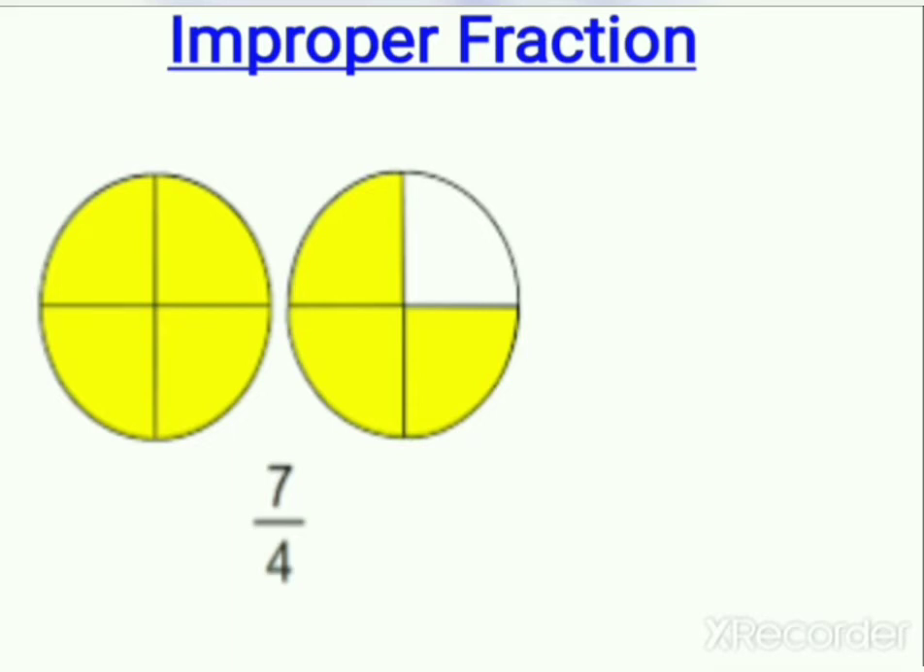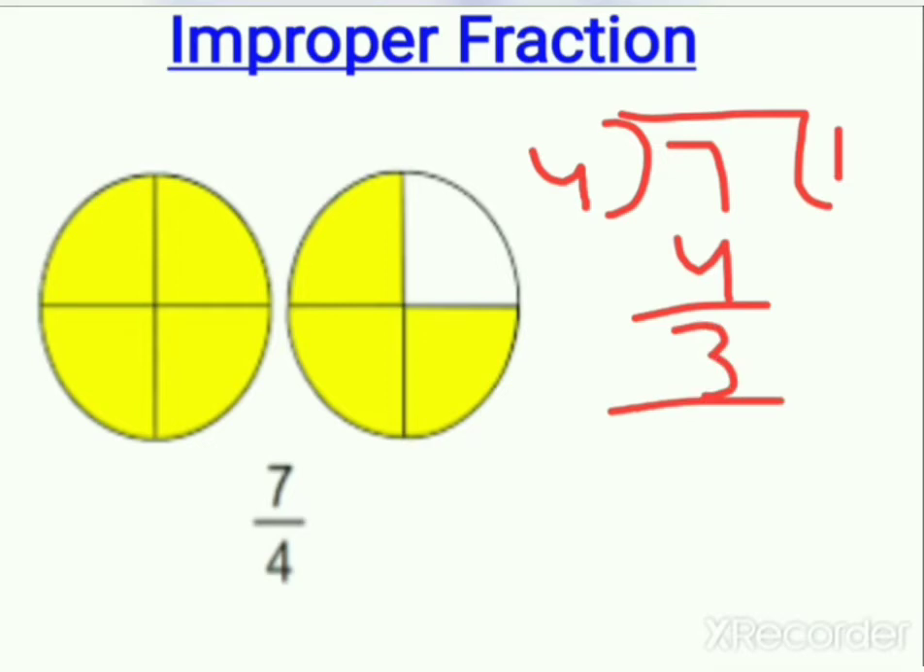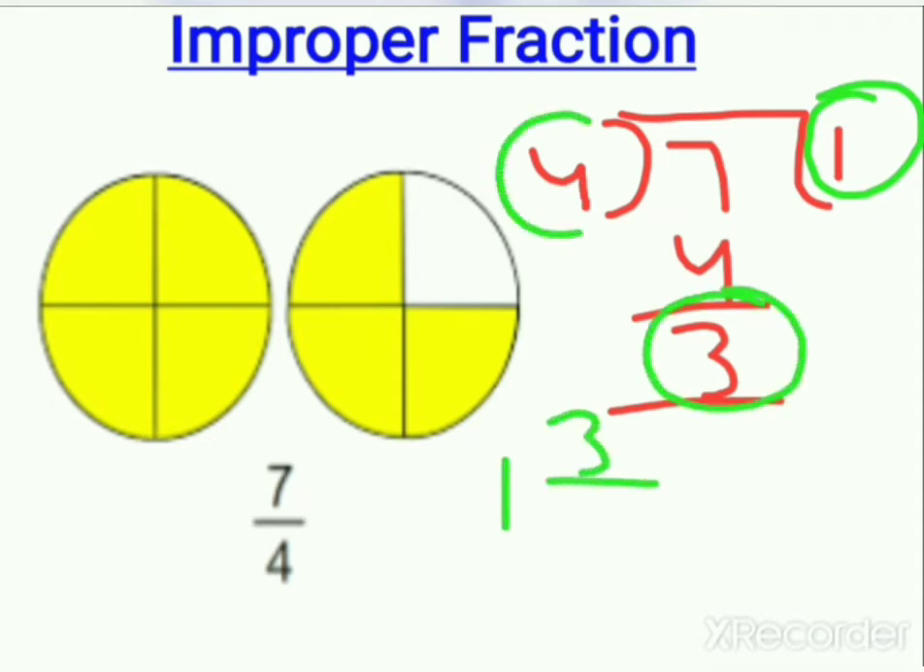How we can represent this 7 by 4? How we can take 7 parts out of 4 parts? To represent this, we will divide 7 by 4. 4 ones are 4. Remainder is 3. This we can write as, this is whole and this 3 we will write in numerator and this 4 we will write in denominator. This means this is whole and this 3 by 4 is fraction.